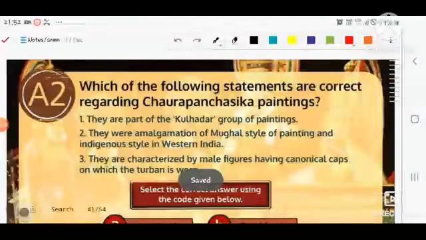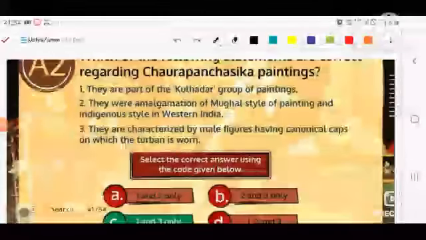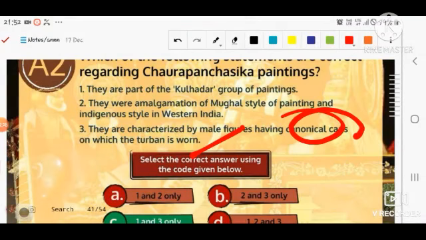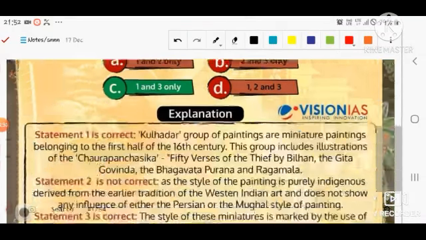Let's discuss the next question. If you are talking about the first and third, they are correct. They are part of the Kulhadar group of painting, categorized by the male figurine and a conical cap, which is worn as a turban. And the second option is wrong, because the second is not correct.